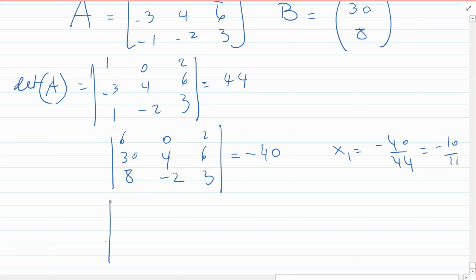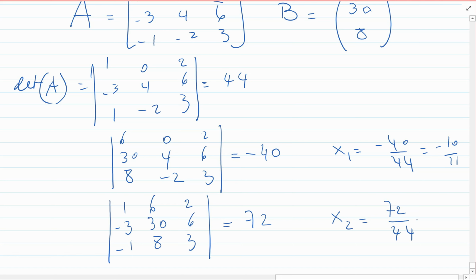The next one is we replace the second column by B. So we have 1, minus 3, minus 1, then the column 6, 30, and 8, then 2, 6, 3. We compute this determinant, and we will find that it is 72. So this gives me x2 equals 72 over 44, or if you want, 18 over 11.